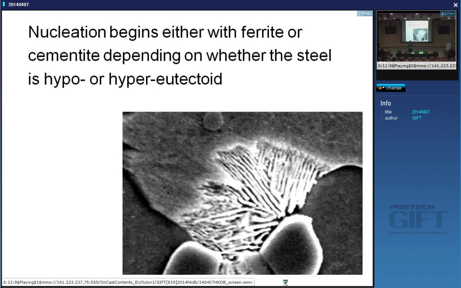So, in summary, when you have a hypo-eutectoid steel, that means carbon concentration is less than about 0.8 weight percent, you will nucleate ferrite first. And when you have a hyper-eutectoid steel, you will nucleate cementite first. This is a high magnification image of the beginnings of a pearlite colony. Okay. So you can see inside the colony, the transformation front hasn't quite established itself completely.